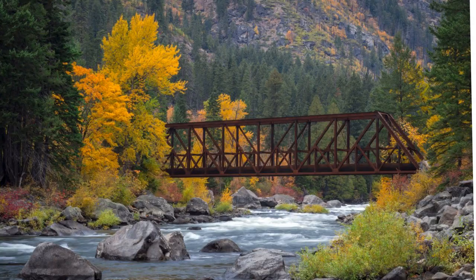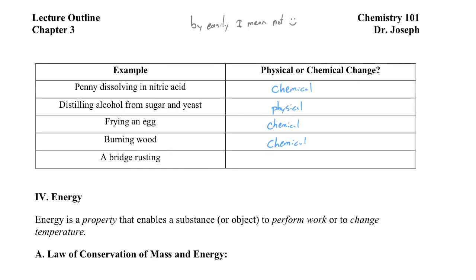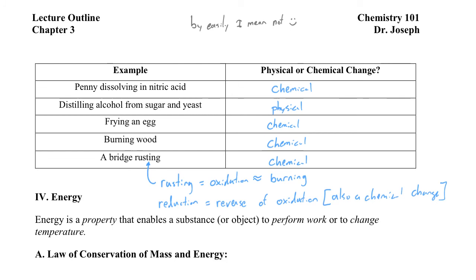And finally, what about a bridge rusting? Can we unrust a bridge? Well, not easily. It turns out rusting is an example of a very slow version of combustion. The bridge, when it rusts, is actually burning just very slowly. And as you know from burning wood, it's very hard to reverse that. So this is an example of a chemical change.